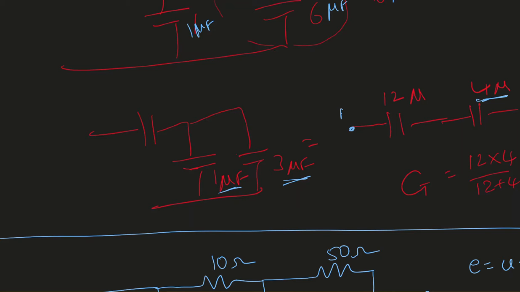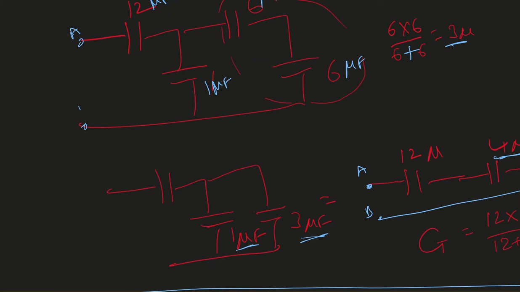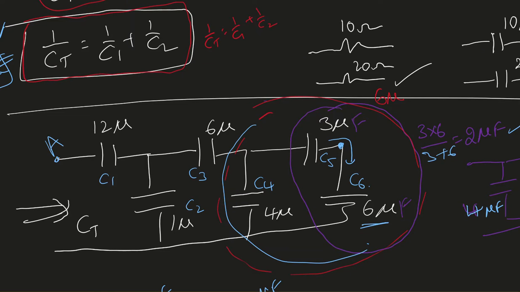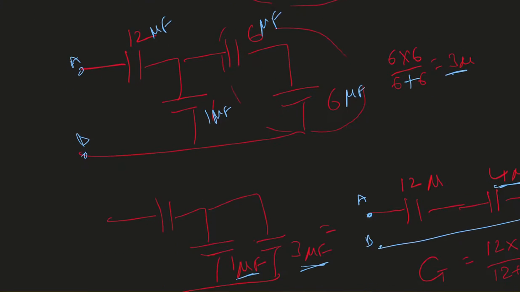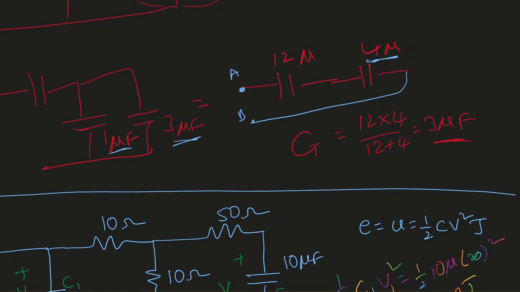So this is point A and point B. Basically I'm taking the open terminals and labeling them as A and B. Now C total equal to 3 microfarad. Sorry, how do we get the 3 microfarad? The 12 microfarad and 4 microfarad are in series, so the result is C total equal to 3 microfarad.